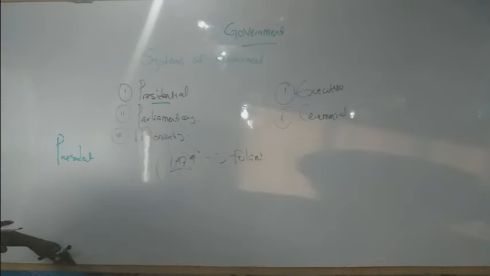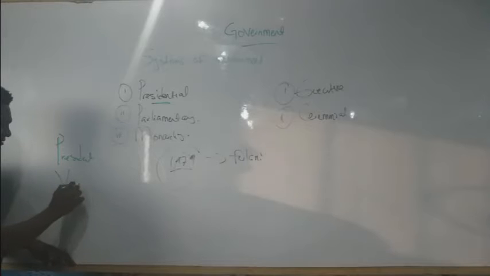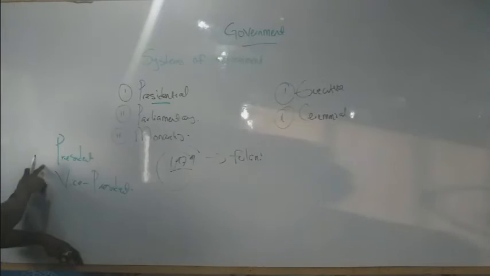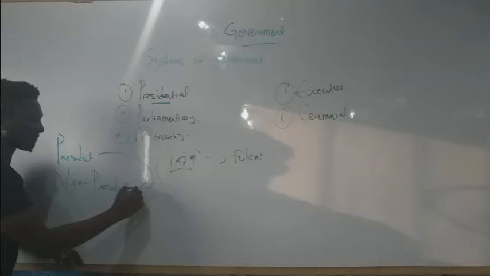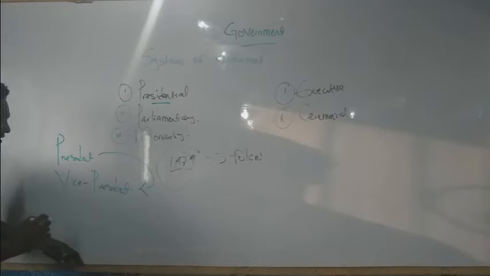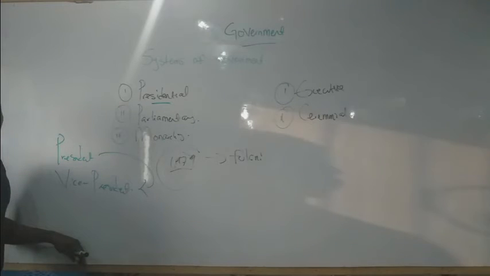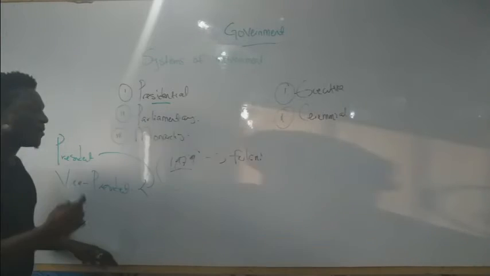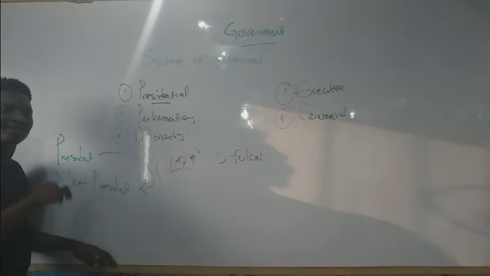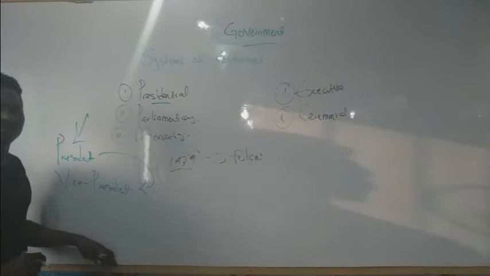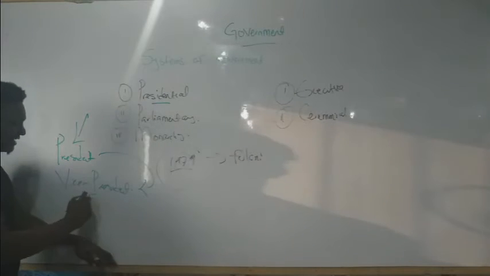In a presidential system, there's also what you refer to as a vice president. The president is the head of the executive, and of course, he delegates functions and responsibilities to his vice. Just like we have in Nigeria today, where our president is Muhammadu Buhari, and of course our vice president is Professor Yemi Osinbajo. Alright, this is a system where both executive and ceremonial powers are vested on the president, and it's assisted by his vice president.